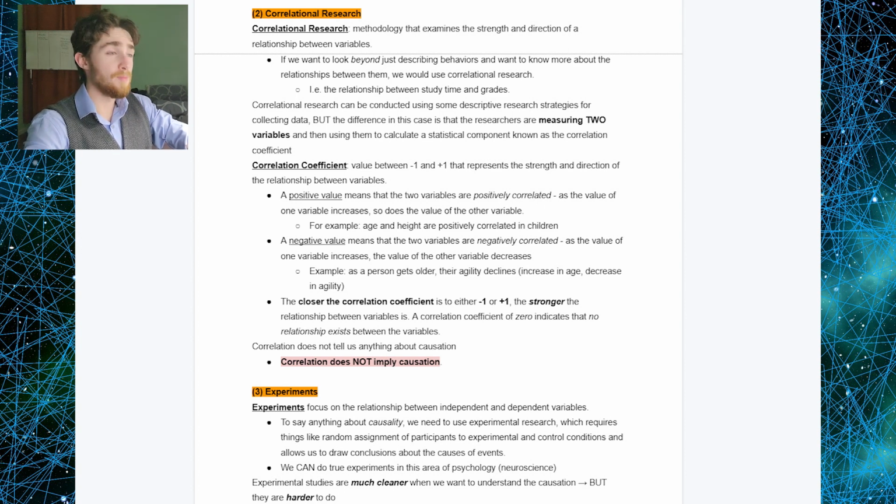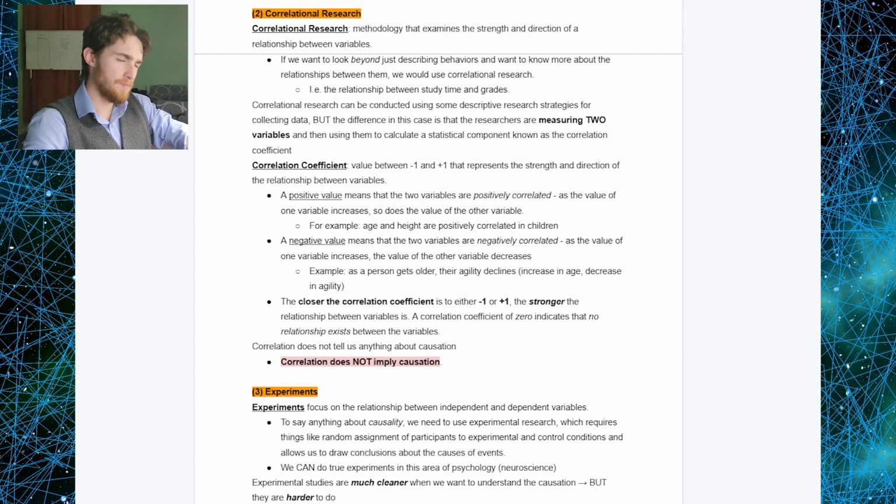relationship between variables. A positive value for the correlation coefficient means that the two variables are positively correlated. As the value of one variable increases, so does the value of the other variable. For example, age and height are positively correlated in children. As kids get older, we expect them also to get taller. It is a positive correlation, positive value of the correlation coefficient. On the flip side, a negative value means that the two variables are negatively correlated, right? So as the value of one variable increases, the value of the other variable decreases. Example, as a person gets older, their agility declines. So in this example, we see an increase in age, but a decrease in agility. As age increases, agility decreases. That is a negative correlation.